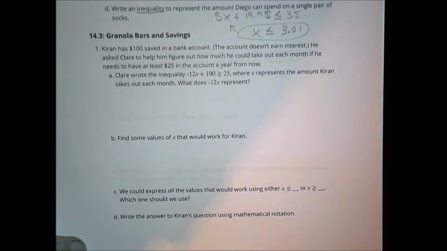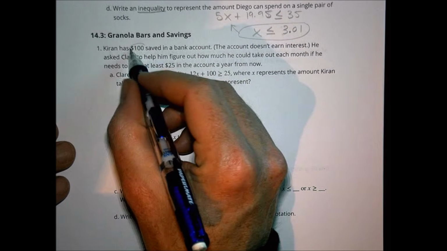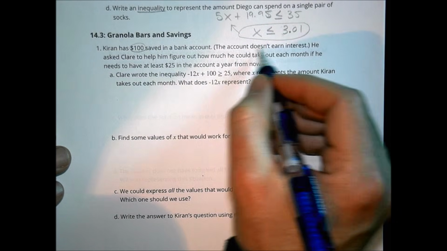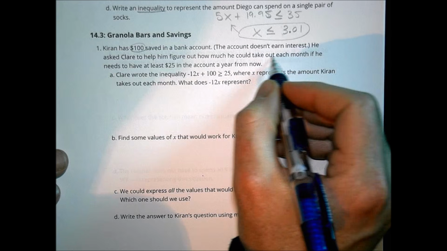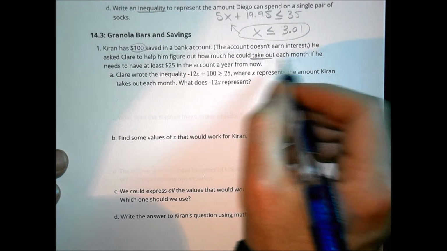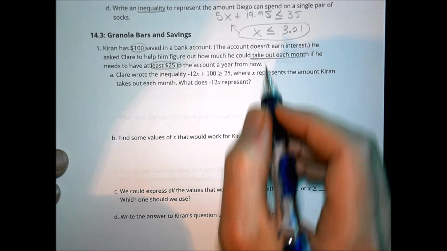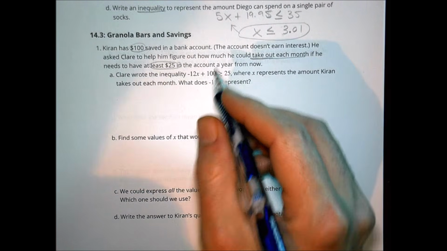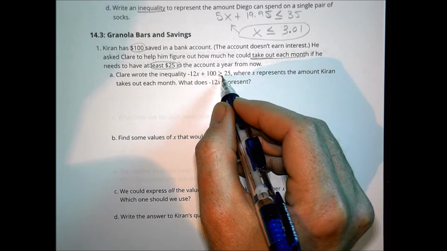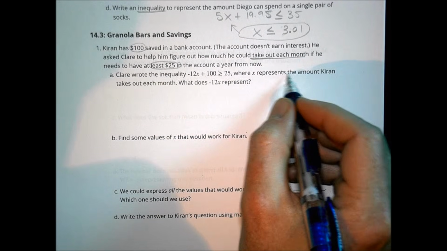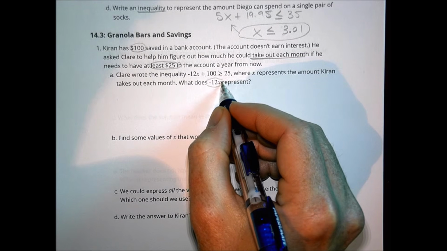Next one, granola bars and savings. It says Kieran has saved $100 in a bank account. The account doesn't earn interest. He asked Claire to help him figure out how much he could take out each month, if he needs to have at least $25 in the account a year from now. Claire wrote the inequality negative 12x plus 100 is greater than or equal to 25. Where x represents the amount Kieran takes out each month, what does negative 12x represent?